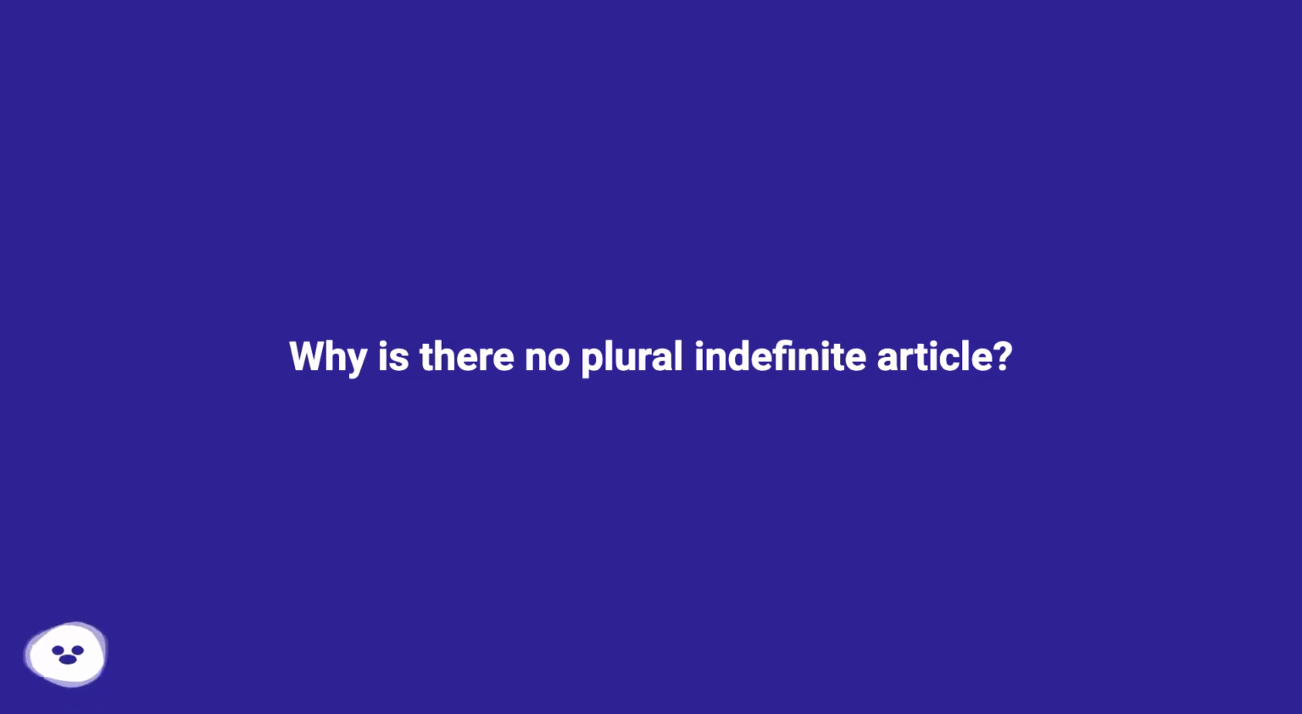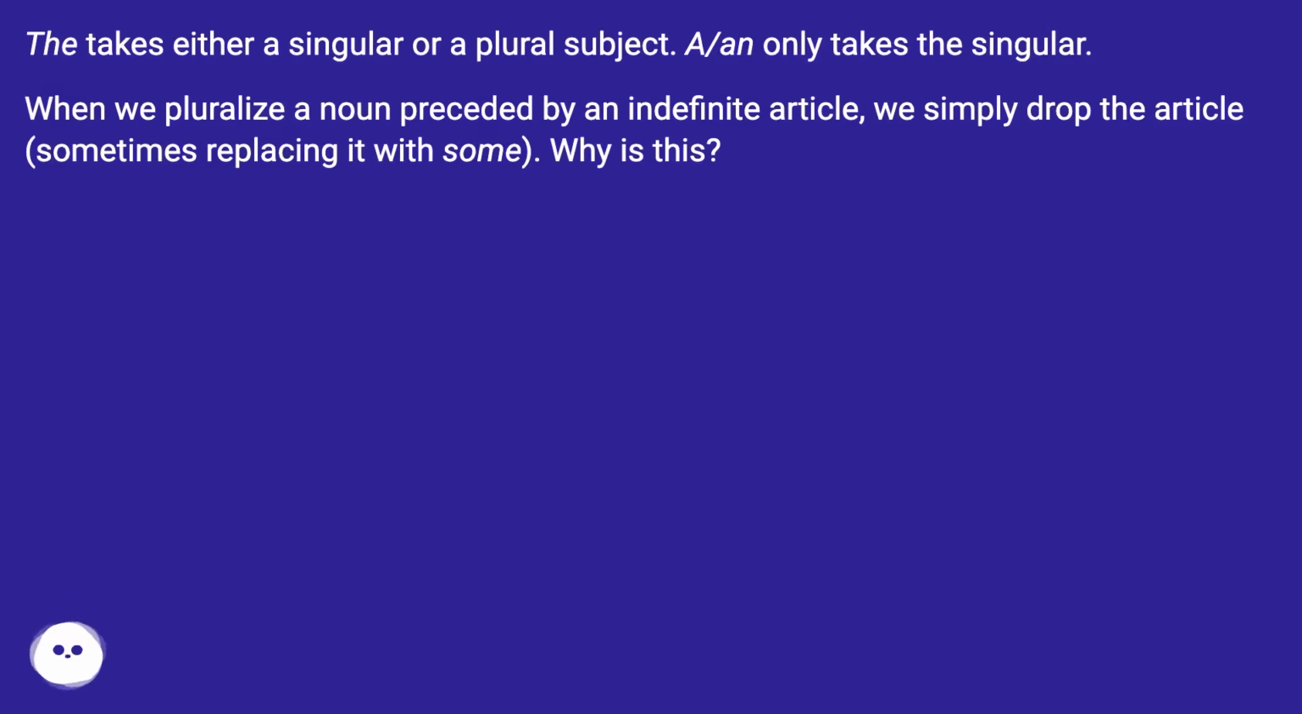Why is there no plural indefinite article? The takes either a singular or a plural subject. A/an only takes the singular. When we pluralize a noun preceded by an indefinite article, we simply drop the article, sometimes replacing it with "some." Why is this?